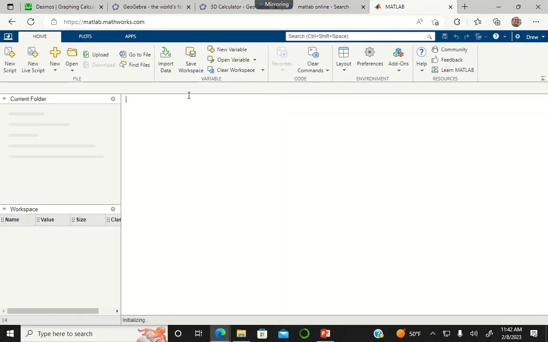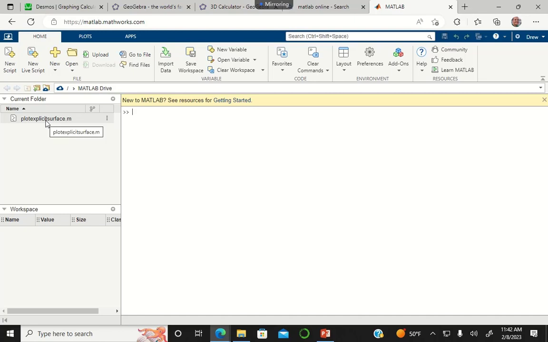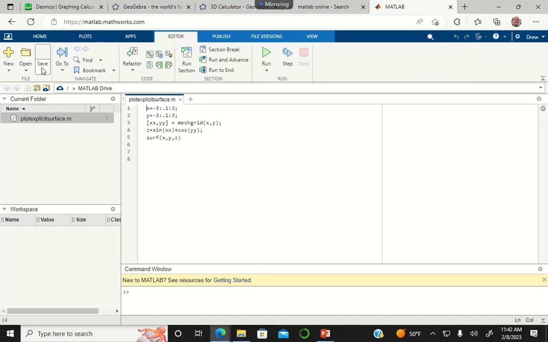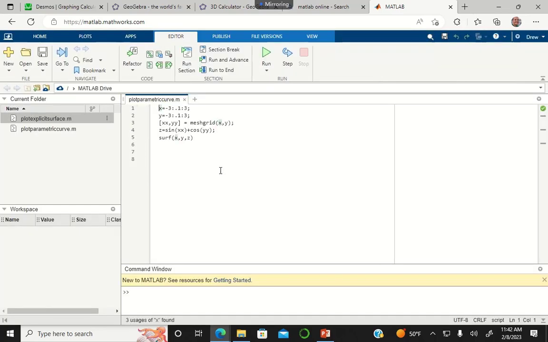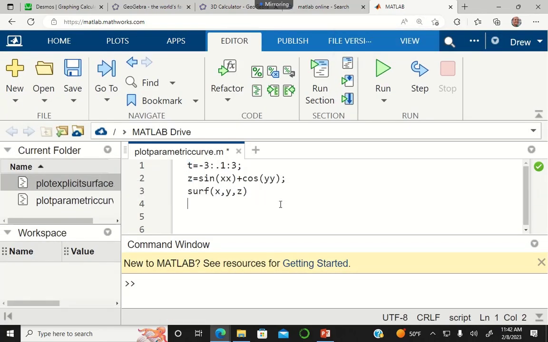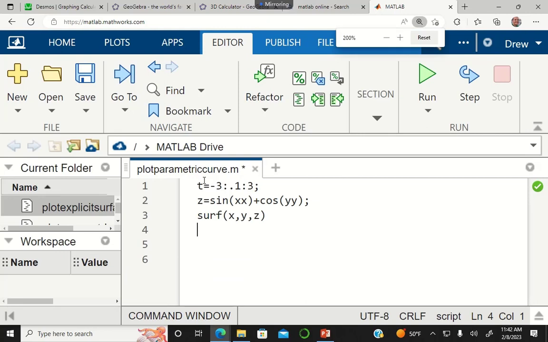So let's try to come up with a little MATLAB script in the next 8 minutes. Let me start from here, save as, and call this plot parametric curve. I'm not going to need the mesh grid this time. That's going to be unnecessary, because I'm not trying to make a surface. I'm just trying to make a curve. And so I'm going to let t, let me zoom in so you guys can see what I'm doing here, vary from, I don't know, negative 30 up to 30.